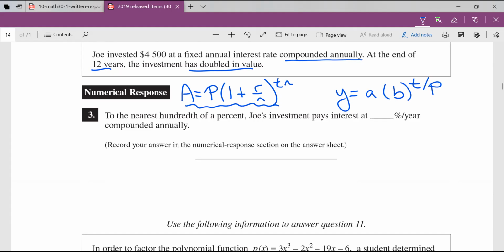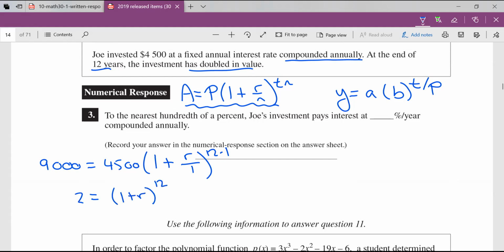Now, it says Joe's doubled his investment. So his accumulated amount is 9,000. His principal was 4,500. His rate is what we're trying to find, compounded annually, and for 12 years, compounded annually. Now all we got to do is just solve for r. So divide both sides by 4,500.